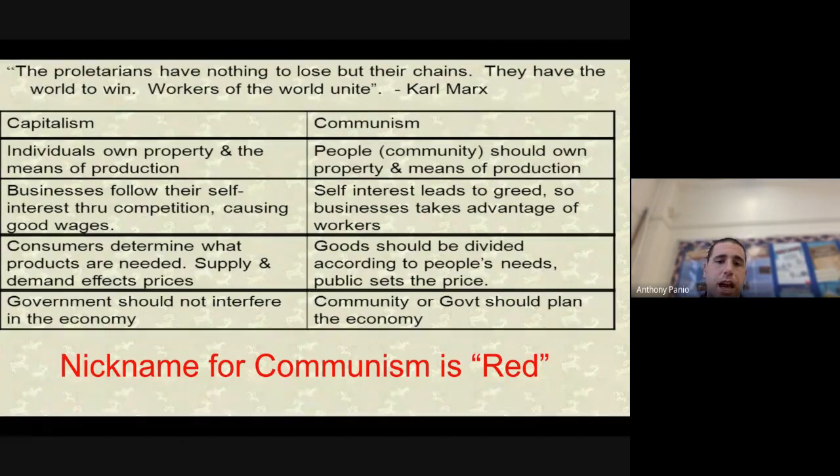In a capitalist society, we talked about pencils before, if they made the price of a pencil $10,000, no one's going to buy it. People are going to buy things that they think are a good price. In a capitalist society, government should not interfere in the economy, whereas in a communist society, the community or government should plan the economy.